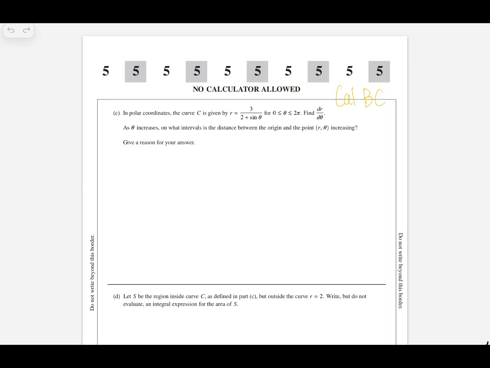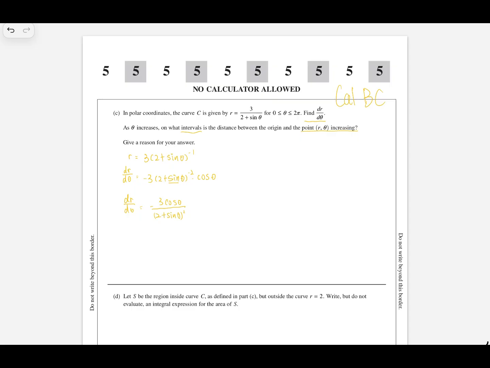Part C. In polar coordinates, the curve C is given by r equal to 3 over 2 plus sine theta for 0 to 2 pi. Find dr/d theta. As theta increases, on what interval is the distance between the origin and the point (r, theta) increasing? Let's first find dr/d theta. r equal to 3 times (2 plus sine theta) to the power of negative 1. dr/d theta equal to negative 3 times (2 plus sine theta) to the power of negative 2 times cos theta. And that equals negative 3 cos theta over (2 plus sine theta) squared.